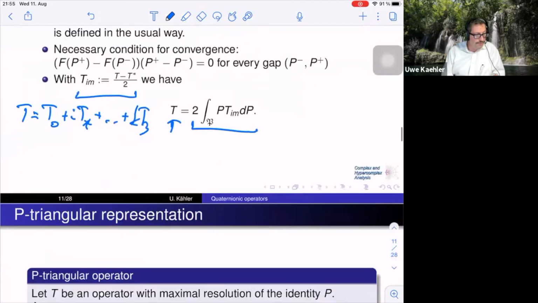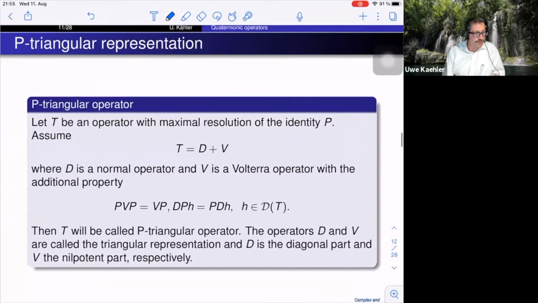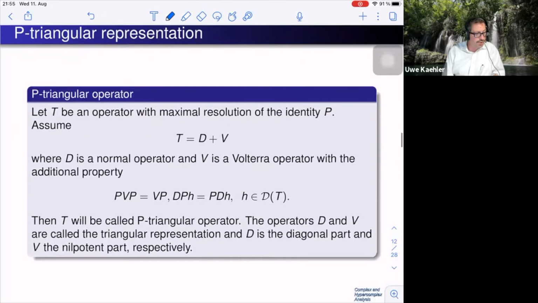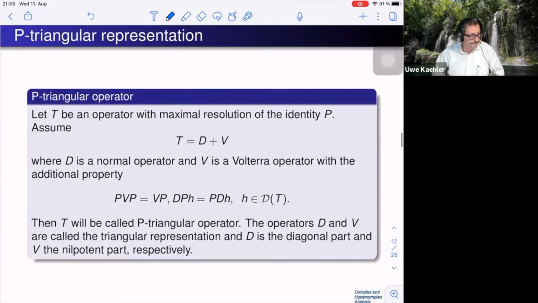Now, one of the things we are interested in here is non-selfadjoint operators. And that means, first of all, we should look at p-triangular representations. So let's simply take an operator's maximal resolution of the identity, bounded or unbounded, and we assume that we have a decomposition like in the case of the finite rank operator. So T can be written as a normal operator plus a Volterra operator. And this part basically means that the resolution of the identity is compatible with these operators. Then I call T a pre-triangular operator.